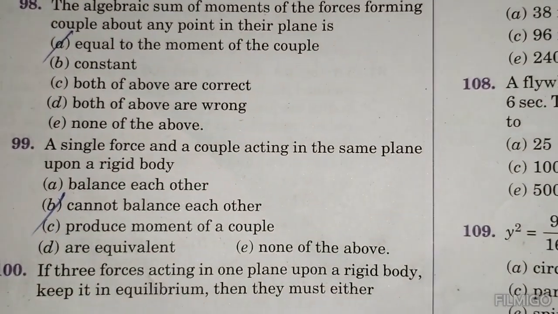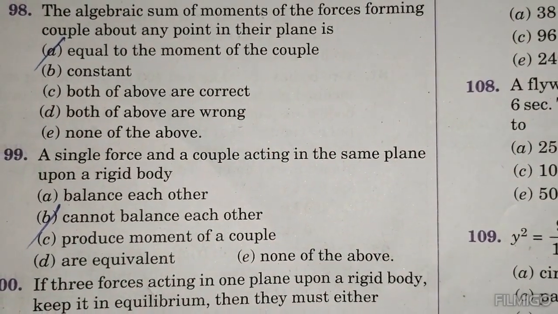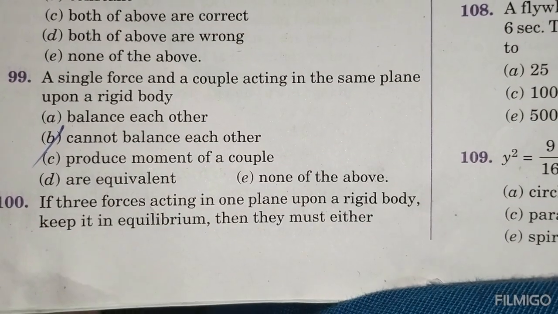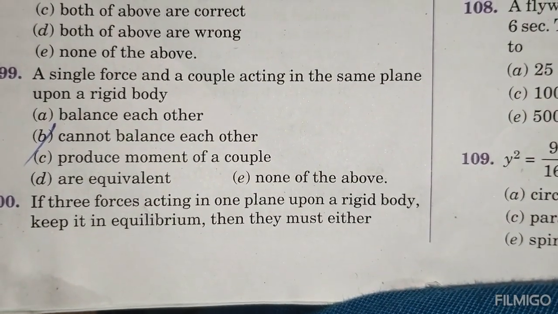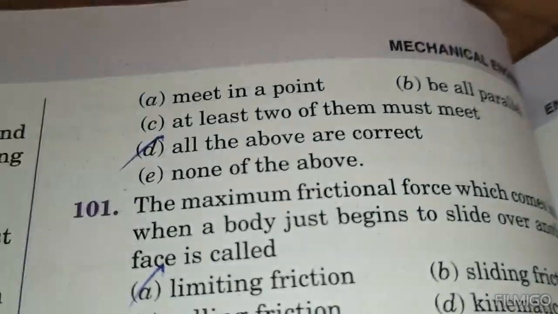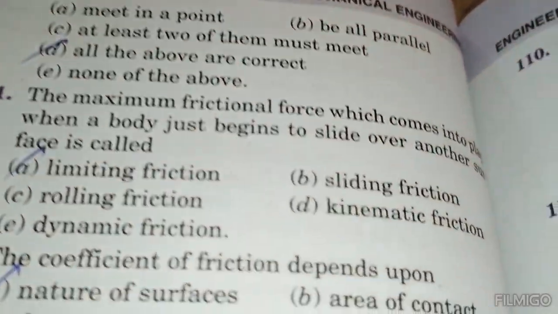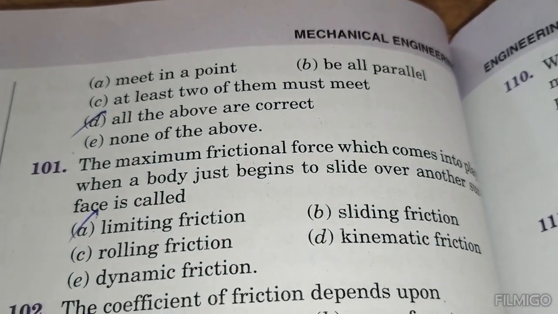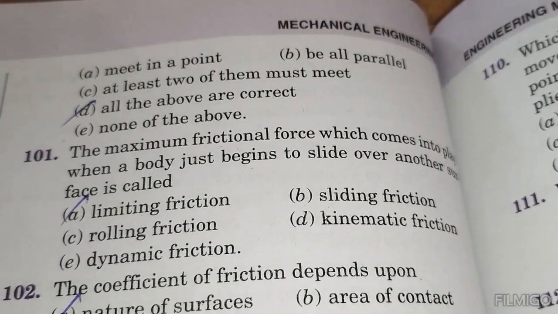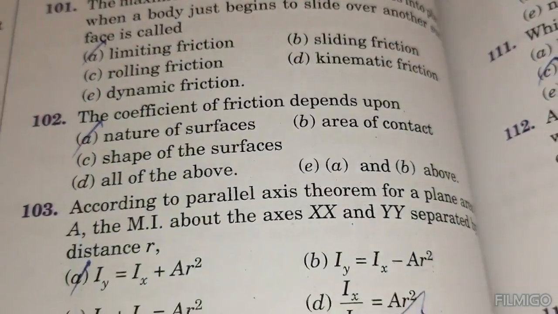A single force and a couple acting in the same plane upon a rigid body cannot balance each other. If three forces acting in a plane upon a rigid body keep it in equilibrium, then they must be concurrent or parallel. The maximum frictional force which comes into play when a body just begins to slide over another surface is called limiting friction. The coefficient of friction depends upon the nature of surfaces.